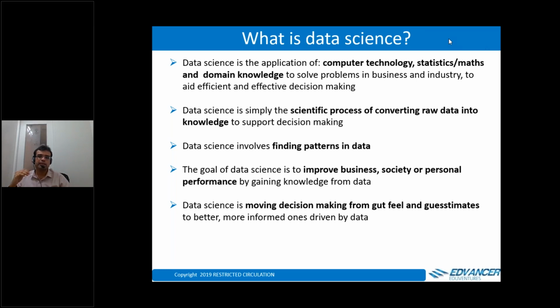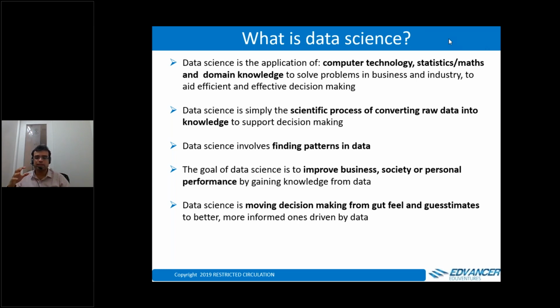So wherever there is data, you can take that data, analyze it, bring out the insights from it, make predictions about the future, and automate the decision making process. That is where data adds a lot of value in terms of problem solving. So the eventual goal is to aid efficient and effective decision making, right?